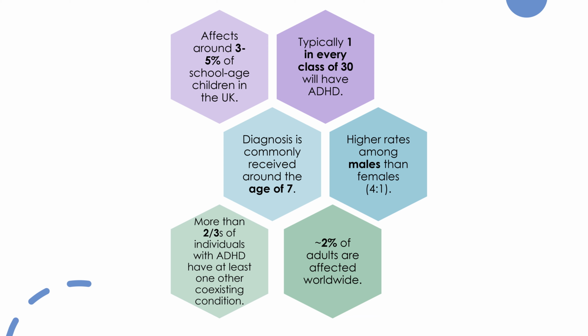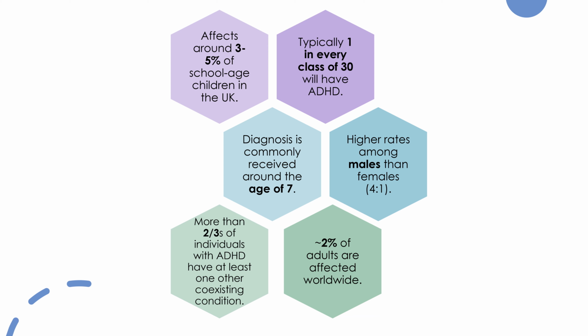Diagnosis is most commonly received around the age of 7, with higher rates reported among males than females. Typically, 4 boys are diagnosed for every 1 girl, although I have seen the figure as high as 6 to 1 in some places. There could be a number of reasons for this, but the most common explanation is that male behaviour is usually expressed in a more visible, sometimes aggressive and troublesome way, and therefore it's more outwardly obvious in boys than it is in girls. Girls are also proportionally more likely to be diagnosed in the inattention subgroup than boys are. And staggeringly, more than 2/3 of individuals with ADHD have at least one other coexisting condition. We will take a closer look at these in a moment.